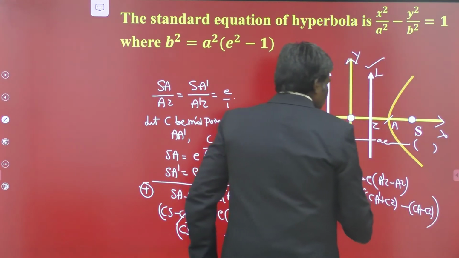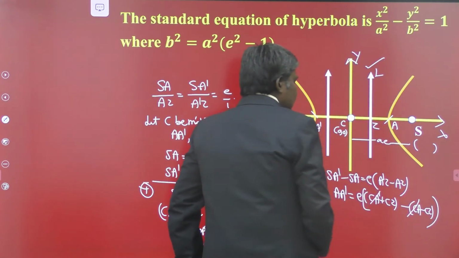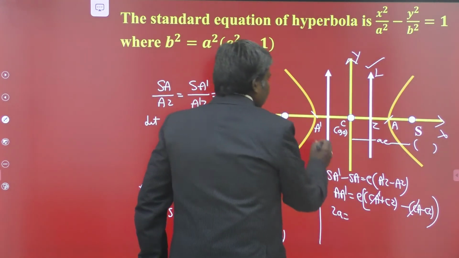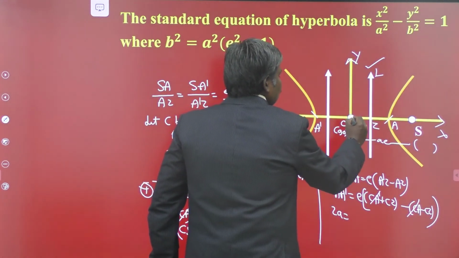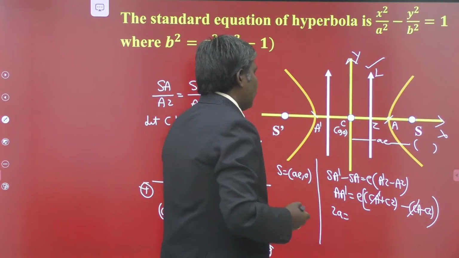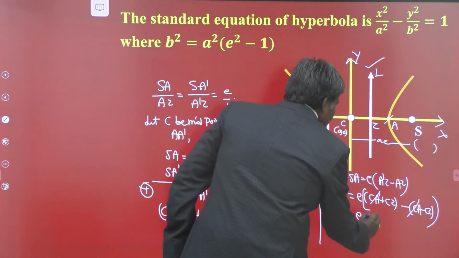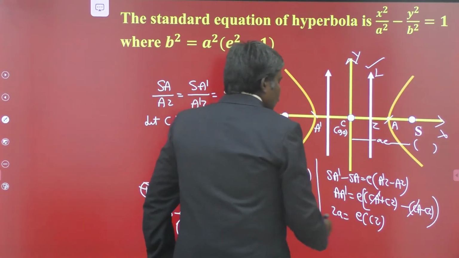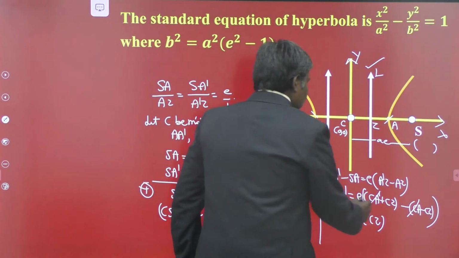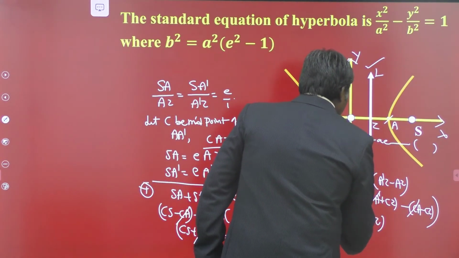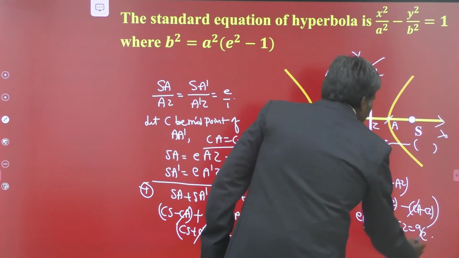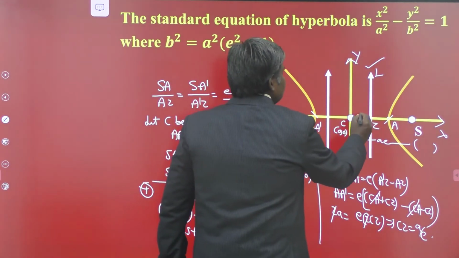So CA is equal to CA dash equal to A. Both will be cancelled. A dash is nothing but 2A, the distance from here to here. We have chosen CA is equal to CA dash is equal to small a. Therefore A dash equal to 2A, E times of CZ. So CZ is equals to, this is A, this is 2CZ. 2 gets cancelled. Implies CZ is equals to A by E. So the distance from C to Z is A by E.